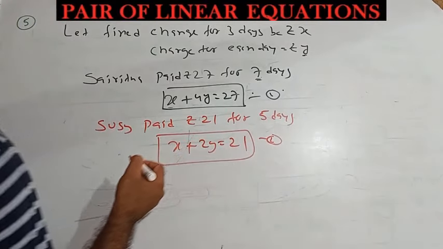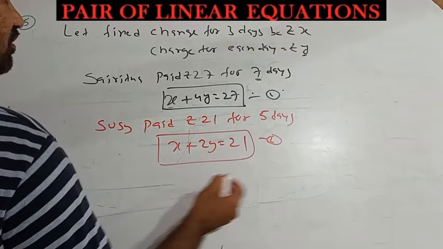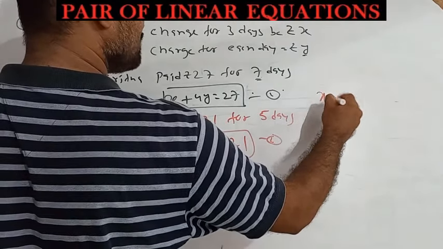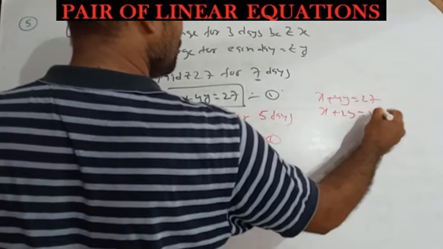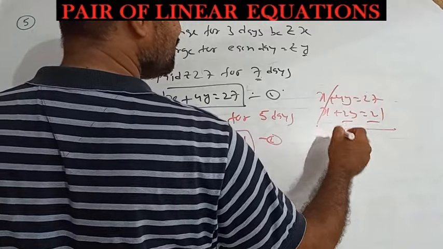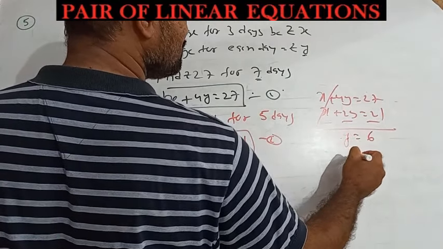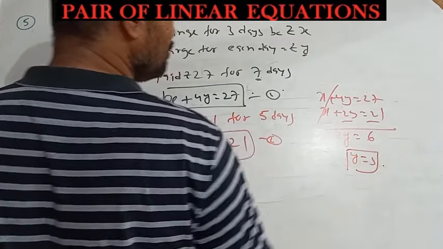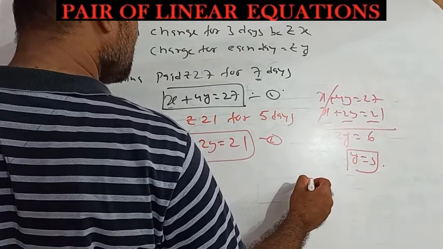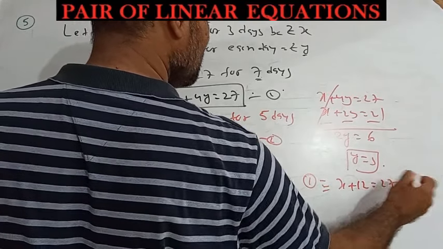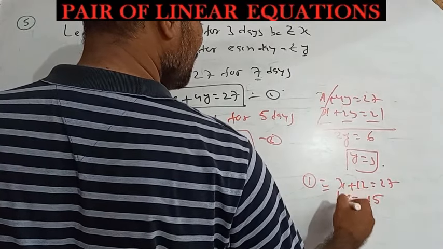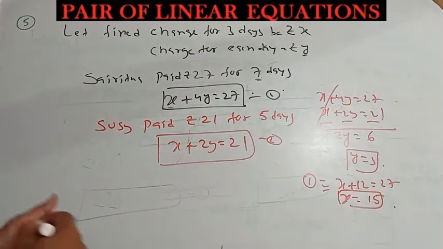Now you want to solve these two equations. I can use the elimination method, an easy one. x plus 4y equal to 27, x plus 2y equal to 21. Subtracting, x minus x cancels, 2y is equal to 6, y equal to 3. Now the corresponding x we should find. I want to use the first equation. So x plus 12 equal to 27, x equal to 15. The meaning is that the fixed charge for the first 3 days is 15 rupees. After that, for every day, the charge is 3 rupees.